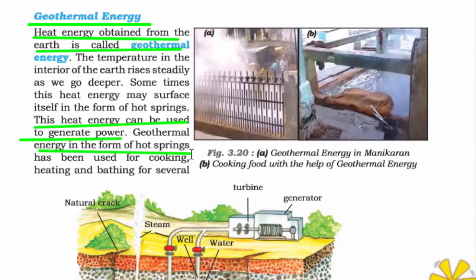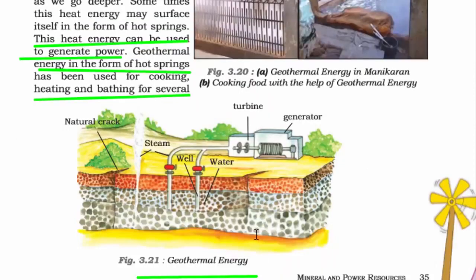Geothermal energy is also found in hot springs, something like hot steam coming out of land. They are basically used for cooking and bathing. Here's a picture, just have a look at this. All you do is drill a bore inside the Earth's surface and extract that heat through a pipe, and that heat when mixed with water produces steam, and steam is used to rotate the turbine, which in turn produces electricity.